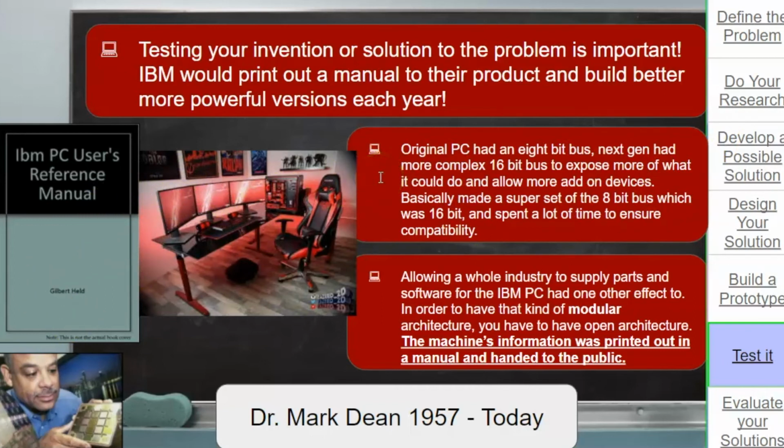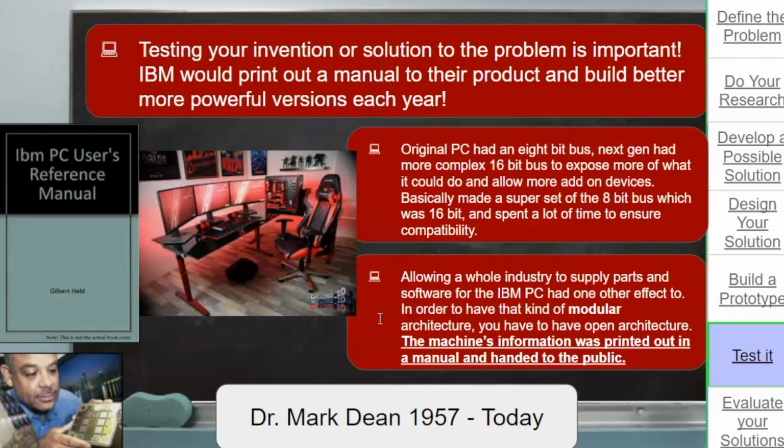The original PC had an 8-bit bus. The next generation had a more complex 16-bit bus to expose more of what it could do and allow more add-on devices. Basically, they made a superset of the 8-bit bus, which was 16-bit, and spent a lot of time to ensure compatibility. So what that's saying is it made the isobus more powerful and able to store more information, allowing a whole industry to supply parts and software for the IBM PC.